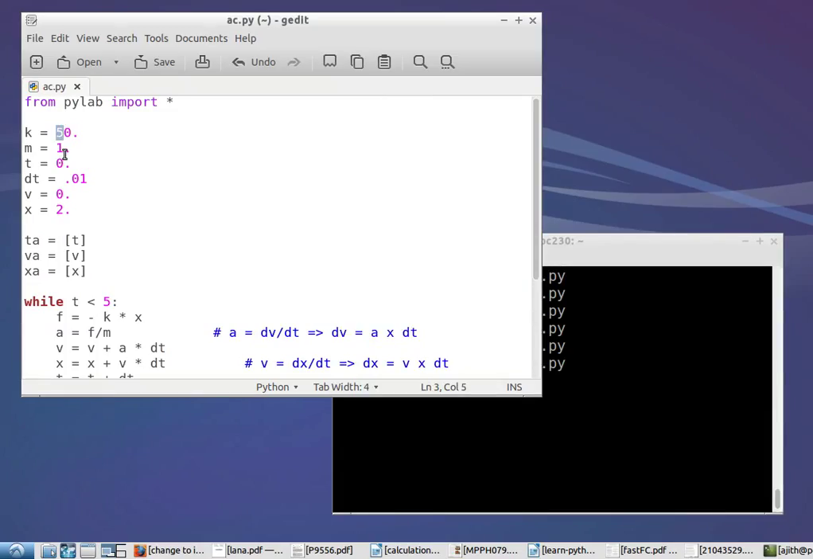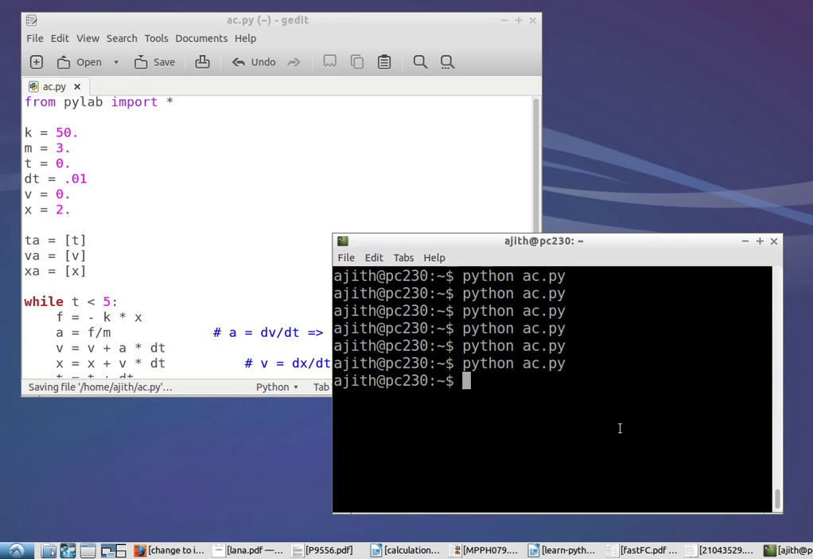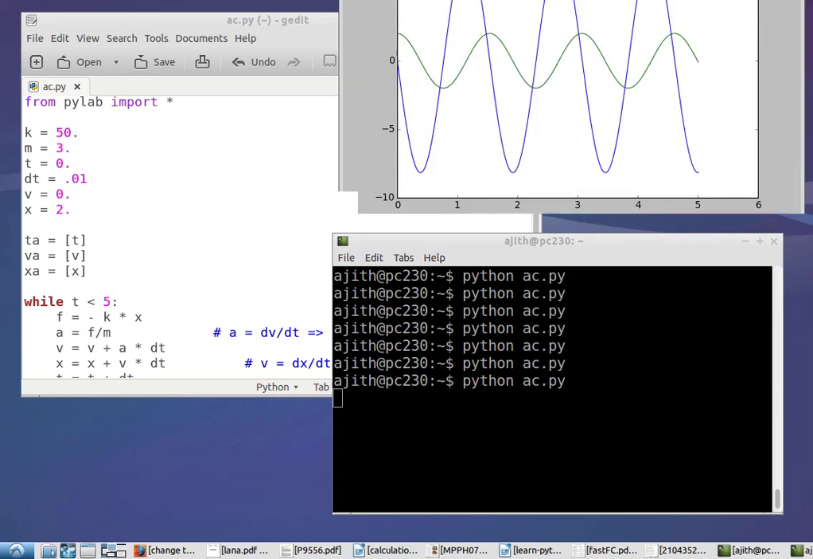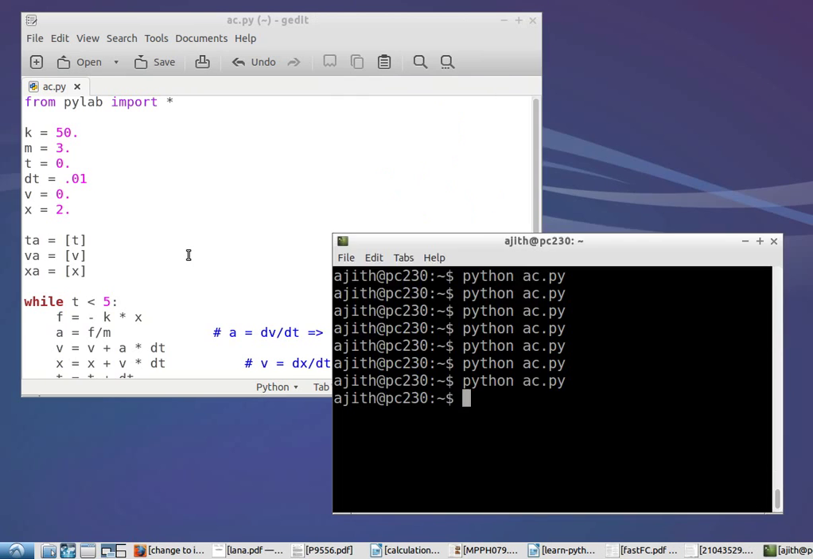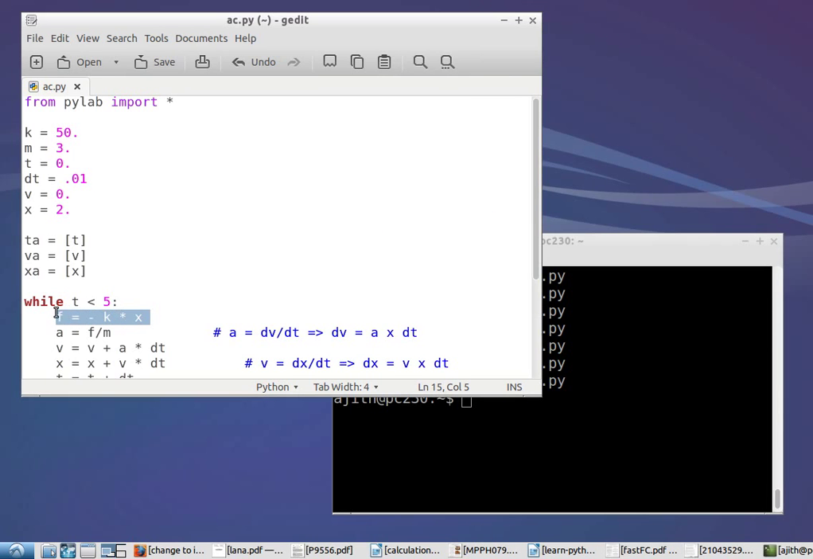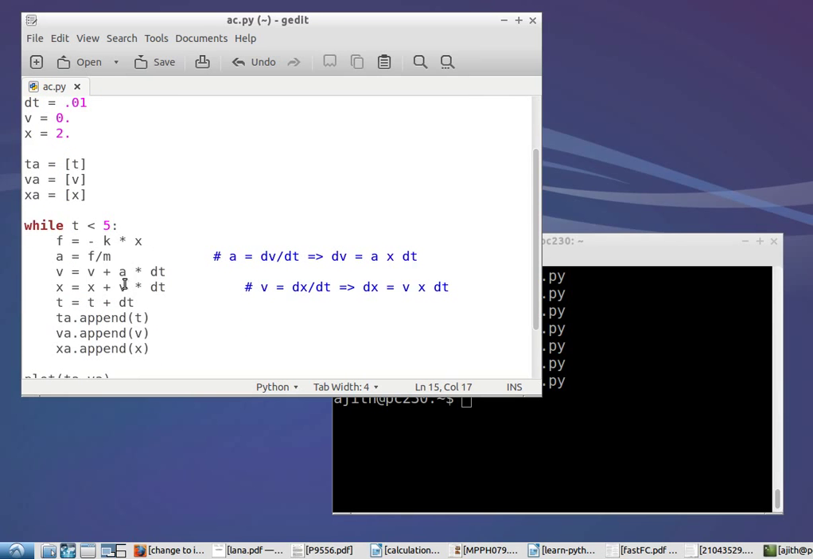And instead of that, if you change the mass from 1 to 3, you can see that the number of cycles reduces. That means by increasing the mass, the movement becomes slower, so fewer cycles per second. So this is how, with that simple equation, force is equal to minus k into x, you can just do a simple integration and find out position and velocity as a function of time.